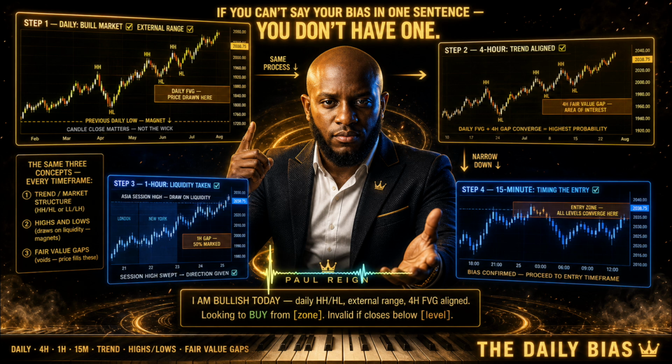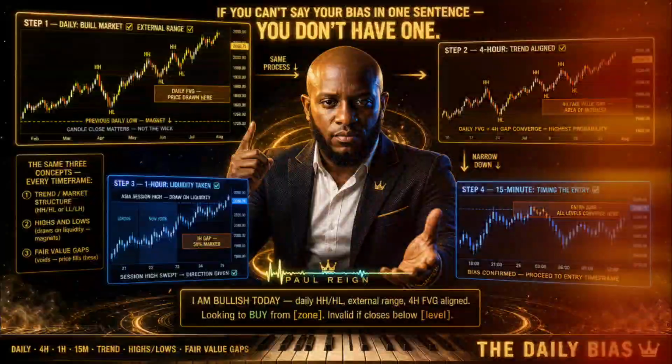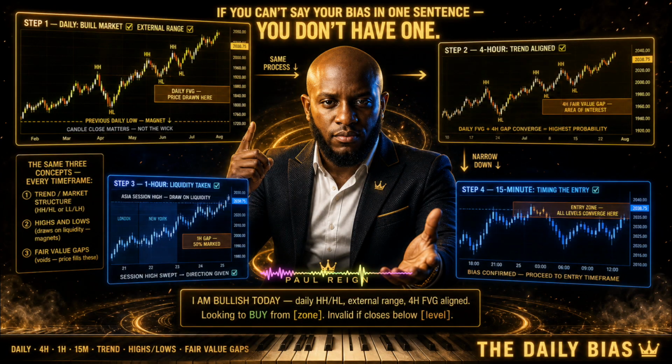Daily trend, zoom out first, bull or bear or range. Higher highs and higher lows, external, follow the trade. Previous daily low is the magnet, sweep before continuing. Fair value gap on the daily, price is drawn into the gap. 4 hour, same structure, same draw. 1 hour gap, session liquidity: Asia, London, New York. Work top down, daily to 15, same tree every time. Trending highs and lows and fair value gaps, that's the paradigm. Daily, 4 hour, 1 hour, 15 minutes.